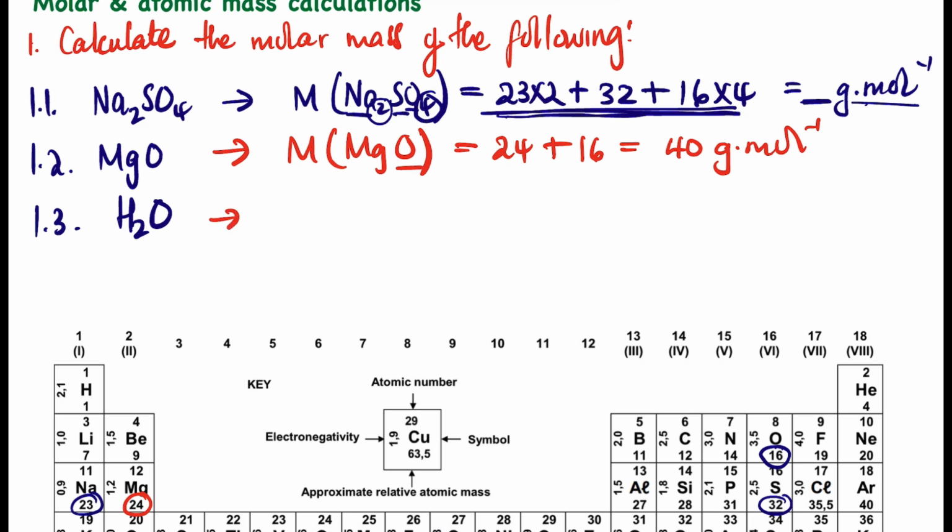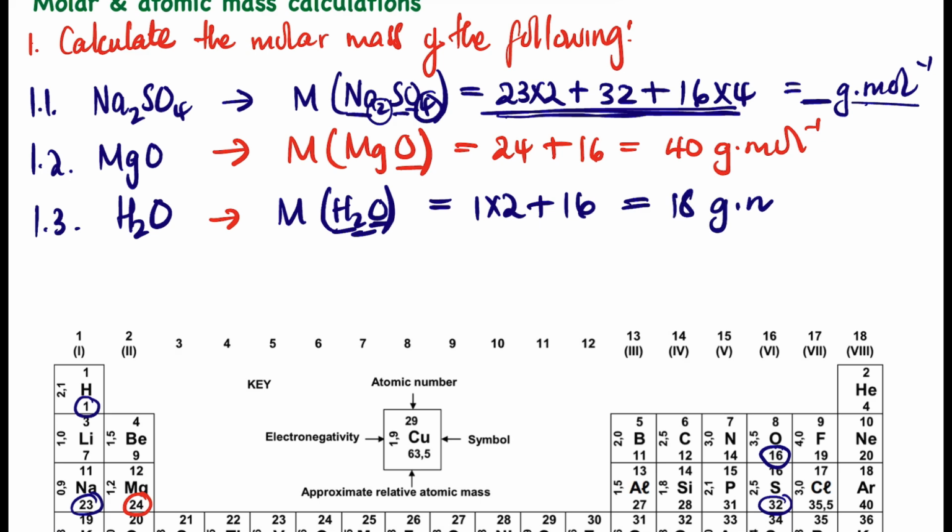Let's go to water. Water is going to be H2O. The hydrogen is 1, and how many hydrogen? It's 2 of them. You times by 2 plus, and oxygen is 16. So it's going to be 18 gram per mole, right? If it's relative, it's going to be just 18.